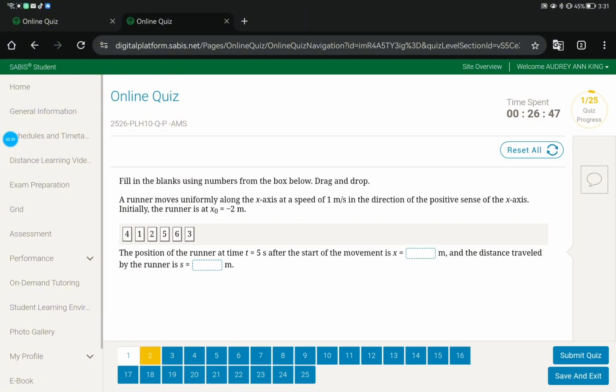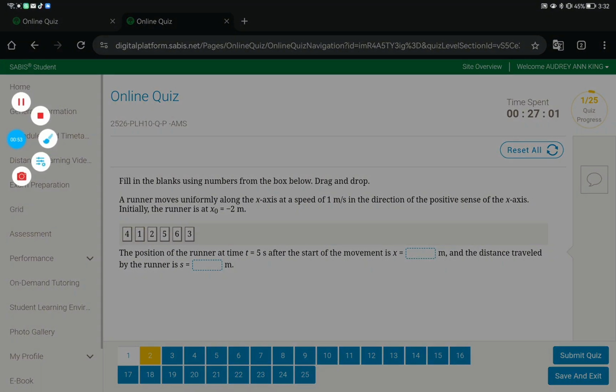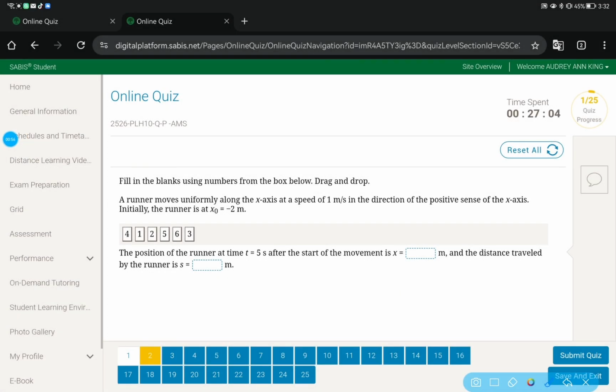A runner moves uniformly along the x-axis at a speed of 1.1 meters per second in the direction of the positive sense of the x-axis. Initially, the runner is at initial position negative 2. So we can use the same formula as last time, like we were just using in the last question. We need to find the position, and our initial position is negative 2 plus velocity, which is 1, times the time, which we have here is 5. So you end up getting 3.